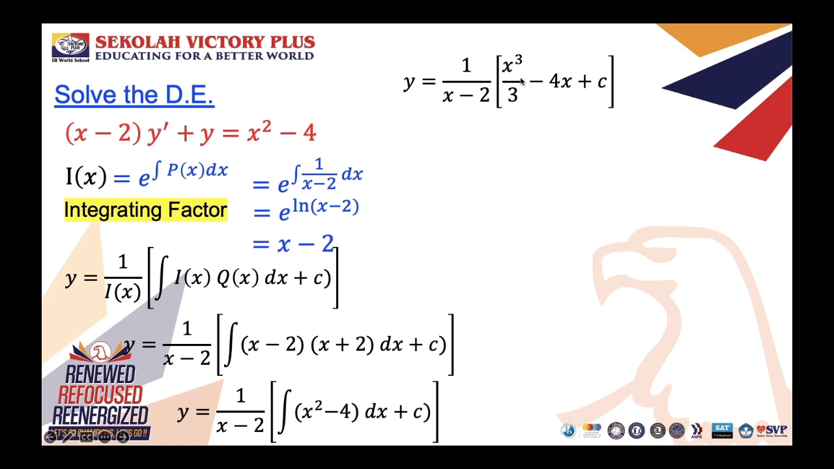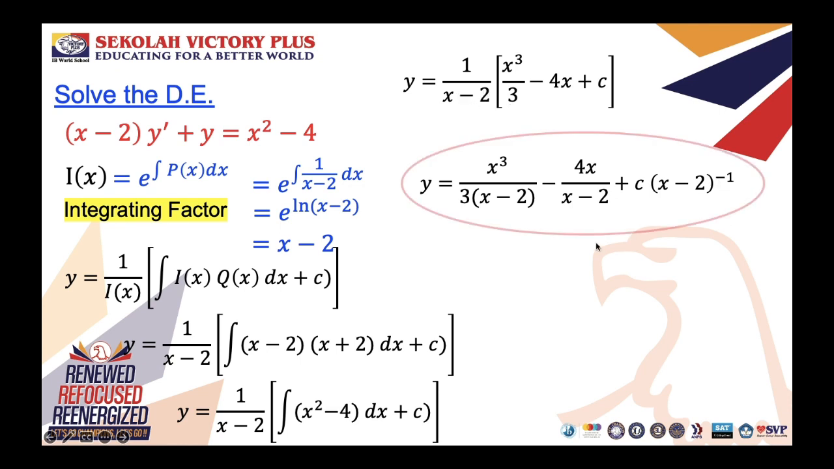Okay, multiplying this, you will get x cubed over 3 times x minus 2. Multiplying this to the second one, you'll get minus 4x over x minus 2. And of course, multiplying this to the last one, you will get c over x minus 2, by which we just have to put it on top. So putting it on top, the entire expression will have an exponent of negative 1. Okay, so this is now what we call the general solution.